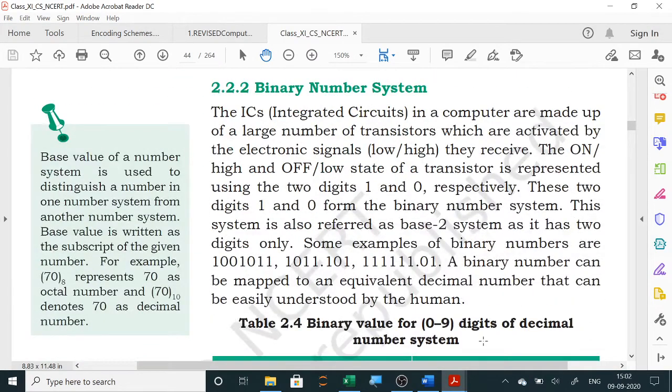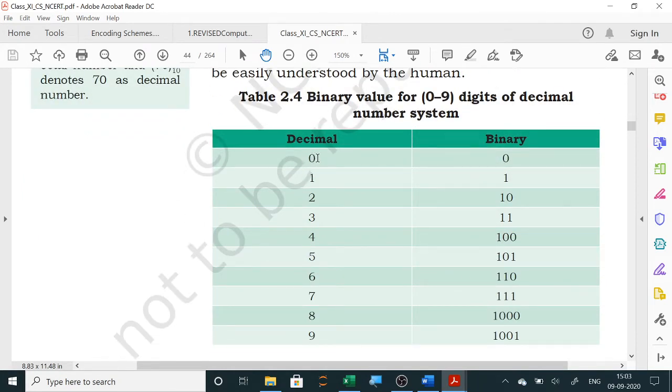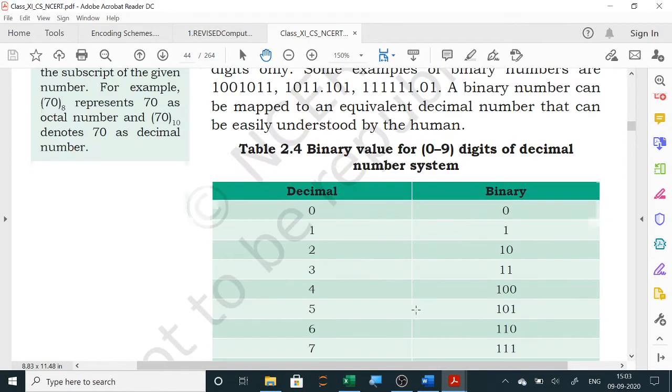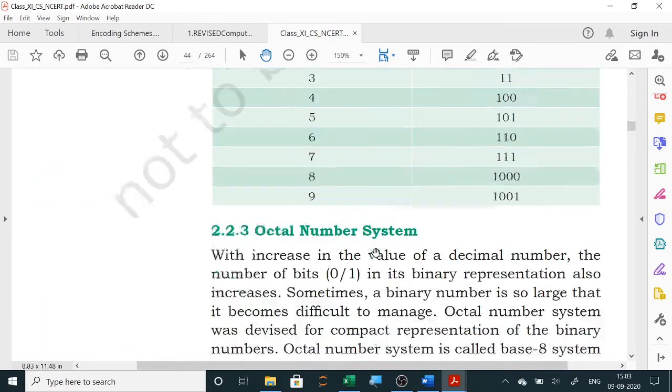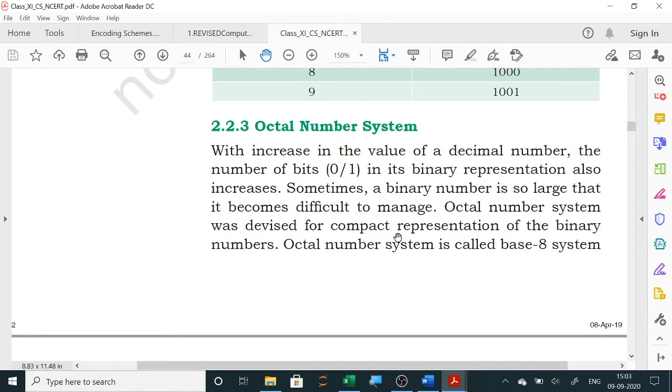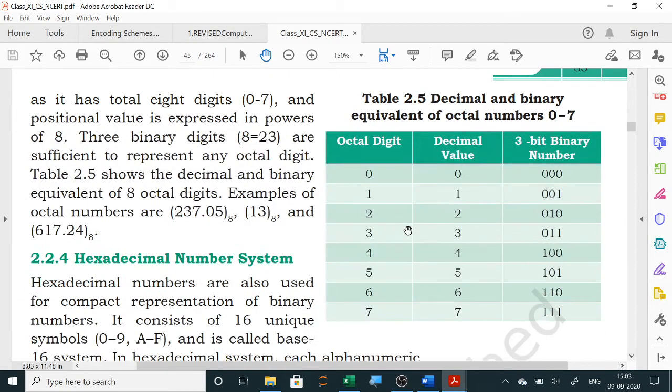If it is a binary number, from 0 to 9 all the binary equivalents we have already seen, and in this also the base will be 2, that is, the 2 digits we use are 0 and 1. So this is our machine language. In the octal number system, the base is 8, with digits from 0 to 7. Here you can see octal numbers from 0 to 7. Decimal is the same. In binary, we use 3 bits to represent these octal digits, from 000 to 111 for the last one, 7.